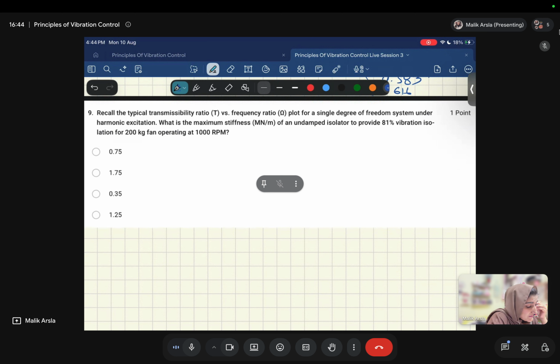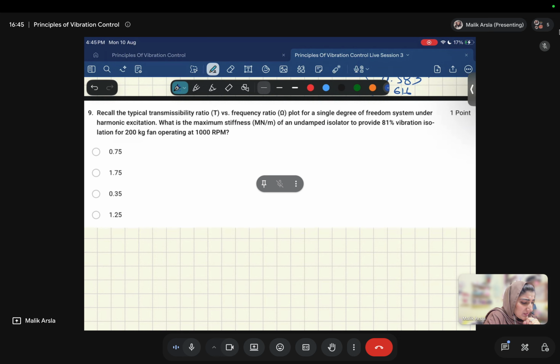Our rpm is given, so we can get the omega out of it, basically the excitation frequency that we can figure out here. So basically the parameters of our primary system are given. Now for an undamped isolator to provide 81% vibration isolation, okay.